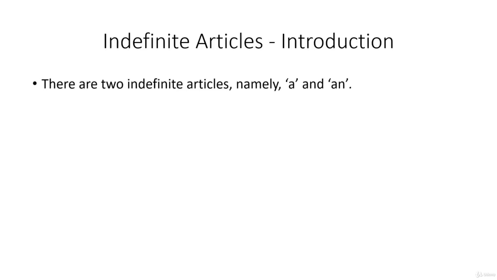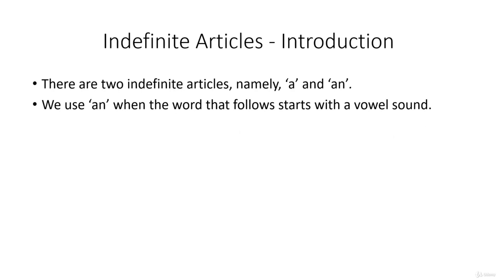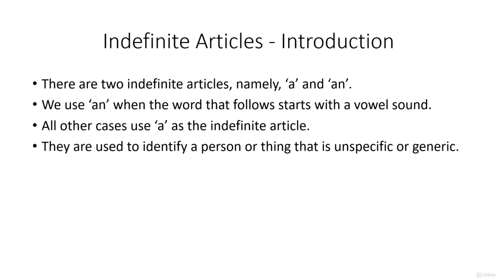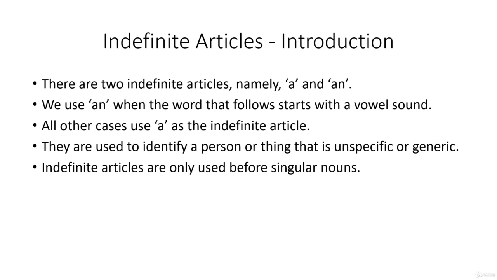This lesson is all about the indefinite articles. There are two indefinite articles in English, namely a and an. We use an when the word that follows the indefinite article starts with a vowel sound. And in all other cases, we use a as the indefinite article. And we use the indefinite article to identify a person or a thing that is unspecific or generic. And indefinite articles are only used before singular nouns.